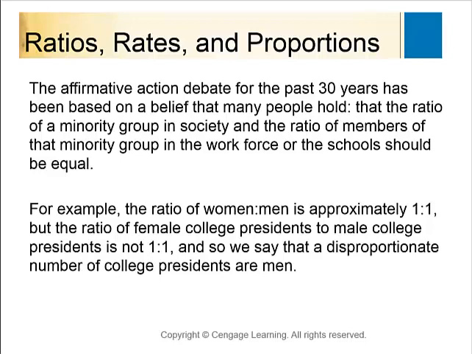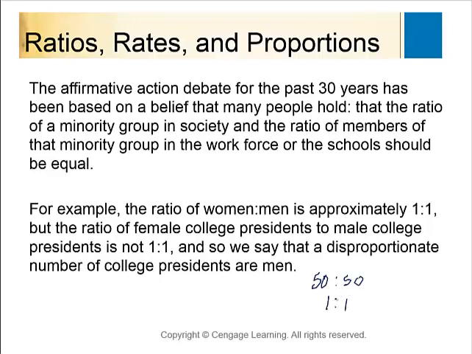So 1-to-1 is a pretty easy ratio. What that means, if you have a 1-to-1 ratio, let's say we had 100 people, that would mean 50 of them would be women and 50 of them would be men. That would be a 1-to-1 ratio. You could also write that as 50-to-50, but then that ratio reduces to 1-to-1.